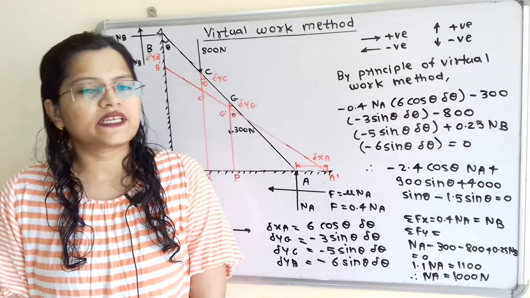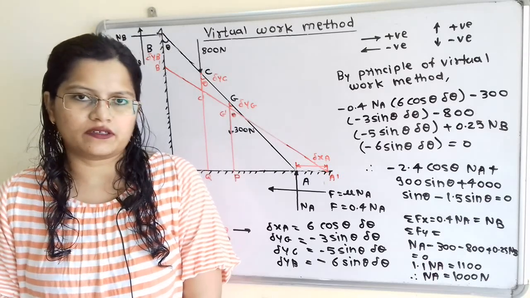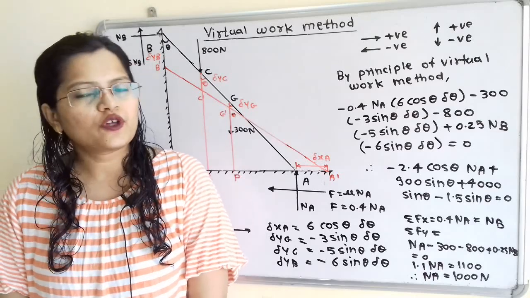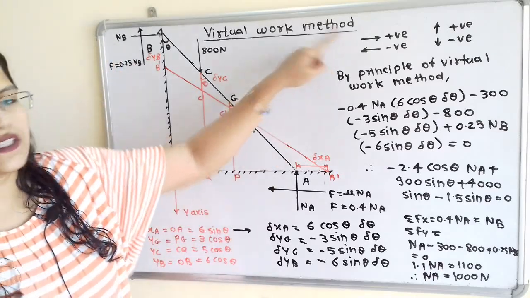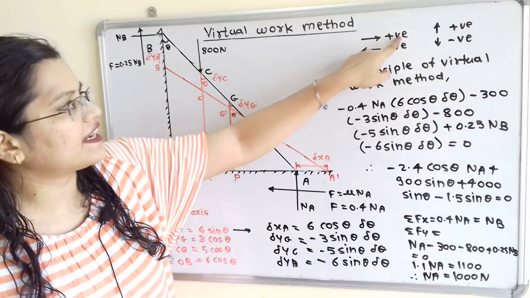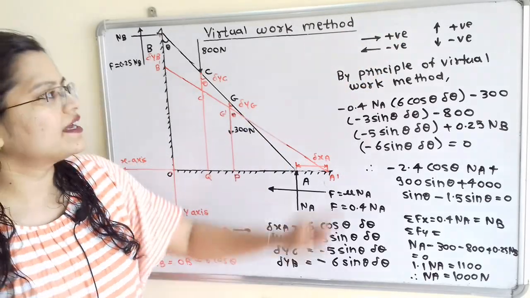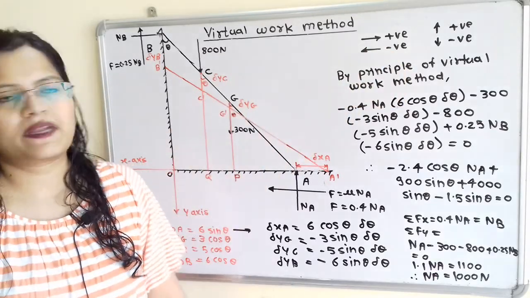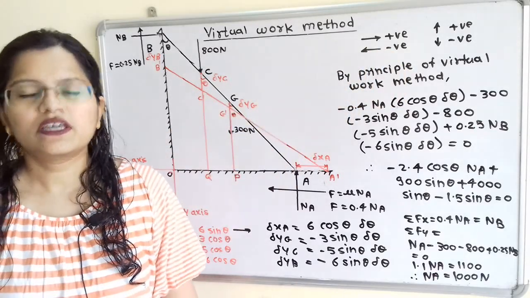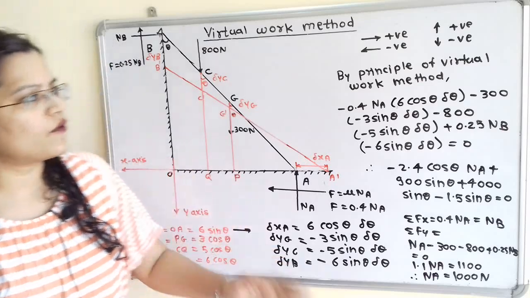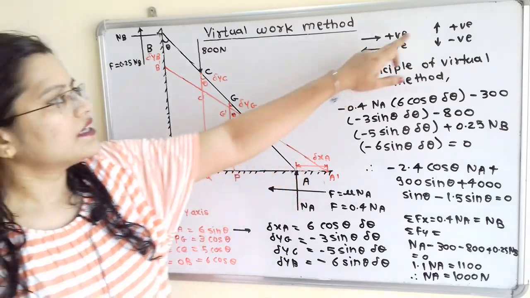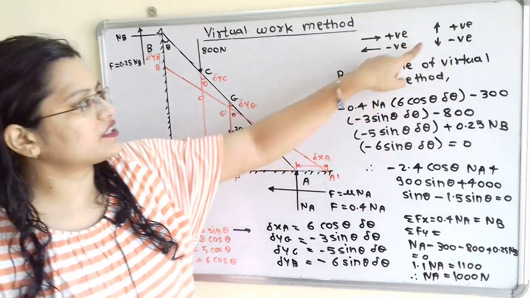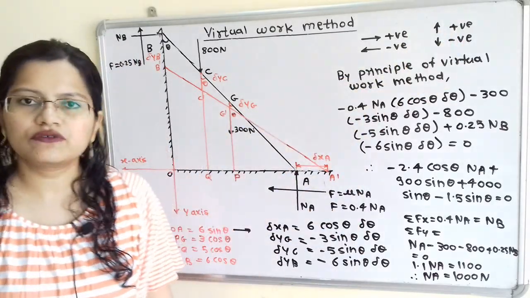We will apply the principle of virtual work method. For that, sign convention is important. For horizontal forces, for the forces or displacement towards the right hand side, we will use positive sign, and for the forces and displacement in the direction towards the left hand side we will use negative sign. In the same way, for vertical forces or displacement, the direction upward we will use positive sign, and for the direction downward we will use negative sign.